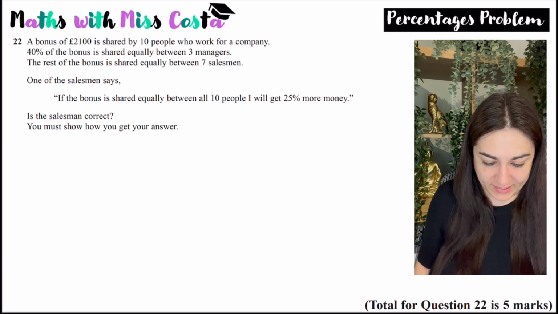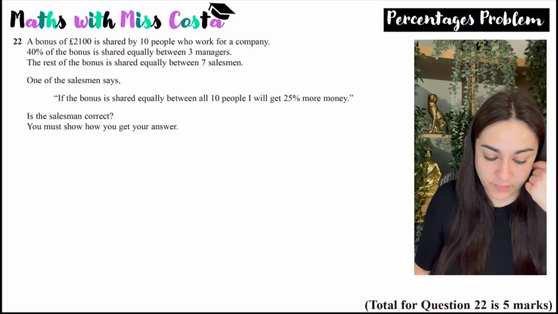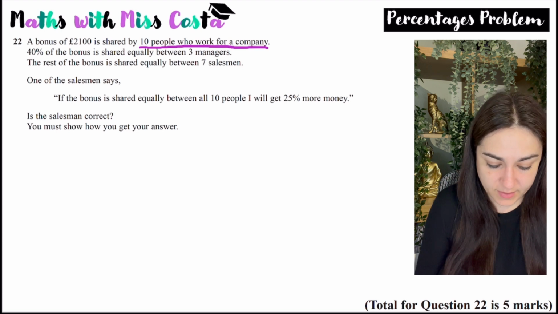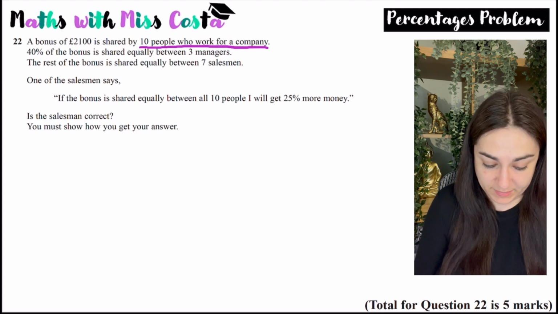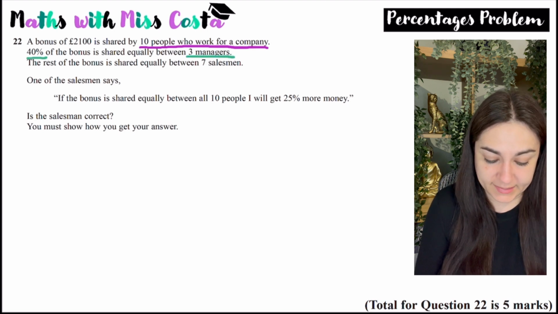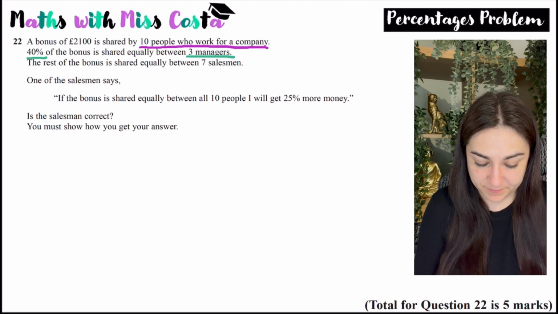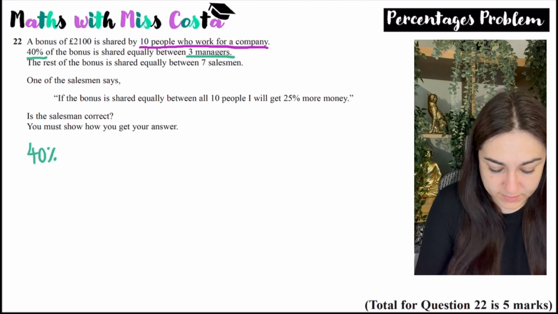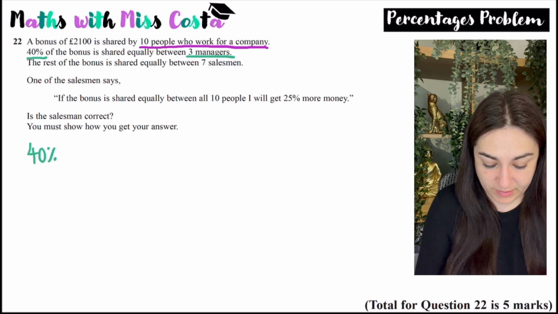Okay, we now have a percentages problem. So I'm told that a bonus of £2,100 is shared by 10 people who work for a company. 40% of the bonus is shared equally between 3 managers. Then the rest of the bonus is shared equally between 7 salesmen. So let's first work all of that out. So I know that 40% is shared between 3 people. So 40% of 2,100 I'm going to need to work out.